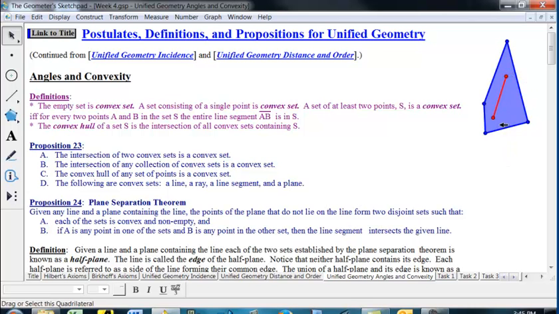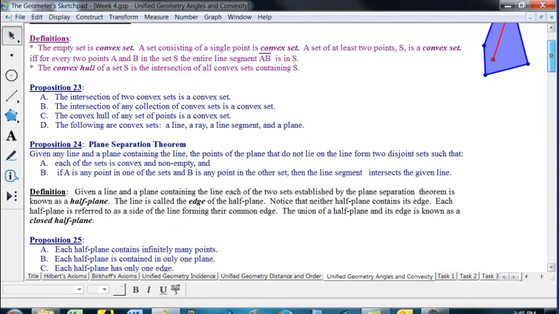Okay, the convex hull of a set is the intersection of all convex sets containing S. And so we have a few propositions here that we can go over. The intersection of 2 convex sets is a convex set. The intersection of any collection of convex sets is a convex set. The convex hull of any set of points is a convex set. And the following are convex sets. We can add to that a point, a line, a ray, a line segment, and a plane.